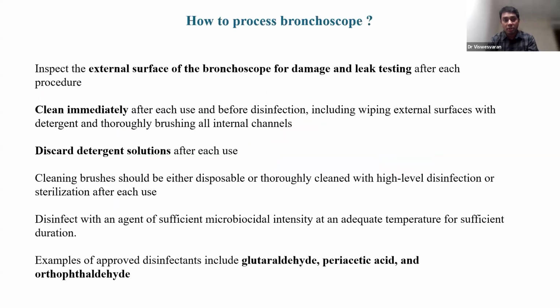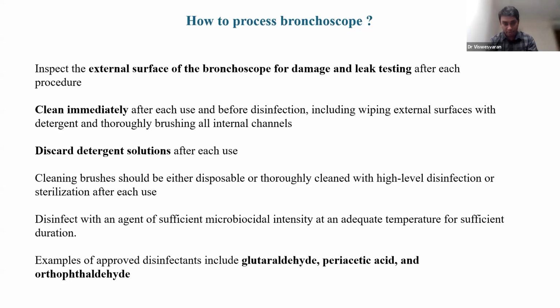And so how to process the scope? Inspect the external surface of the scope for damage and leak testing. This is of utmost importance. Before you start a scope, even though your sister has monitored for the scope damage and the leak testing, I feel it is the duty of every bronchoscopist to check for the leak as well as the scope damage, and clean immediately after each use and before disinfection.